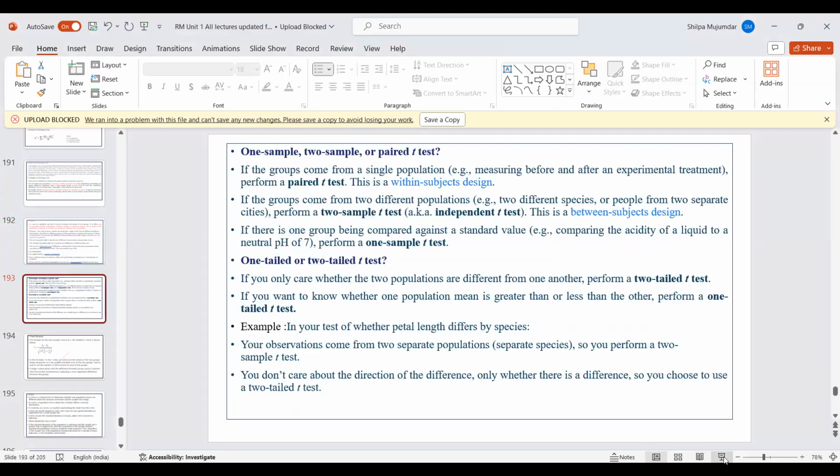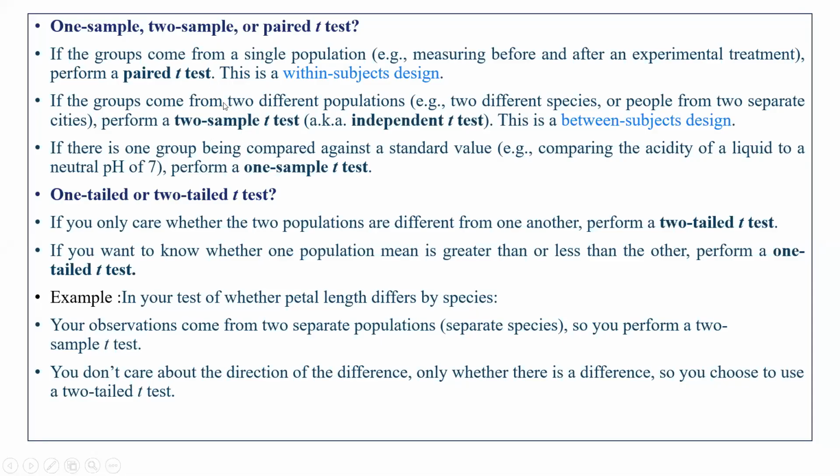Now, one or two sample or paired t-test is there. There are different types of the t-test. If the group comes from a single population, that is measuring before and after an experiment, then you can perform a paired t-test. This is a within subject design.